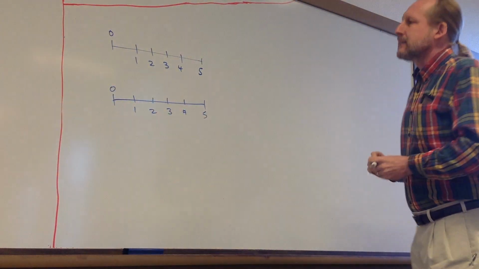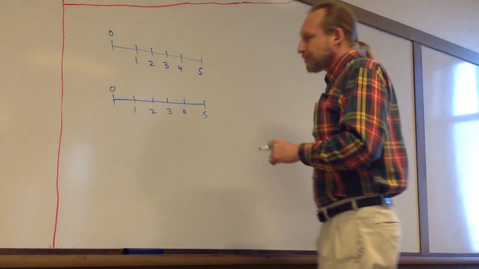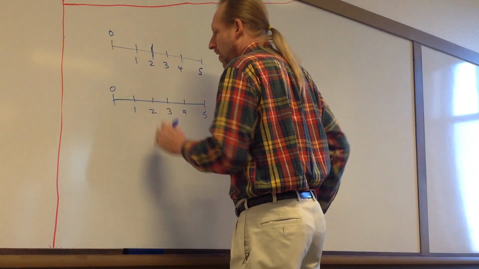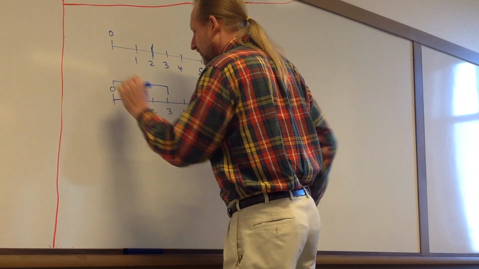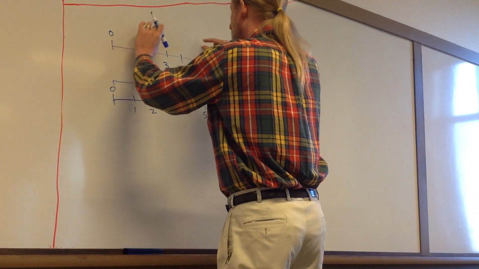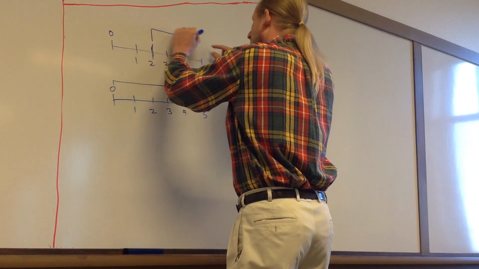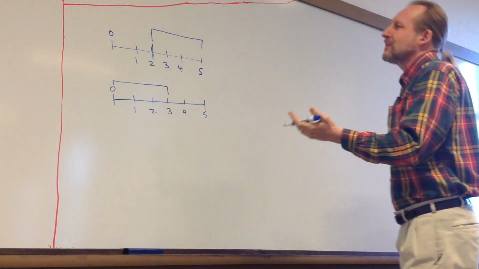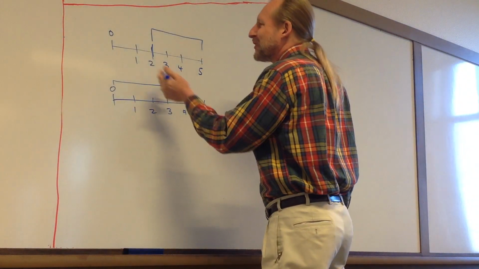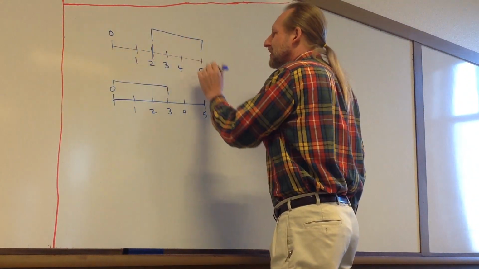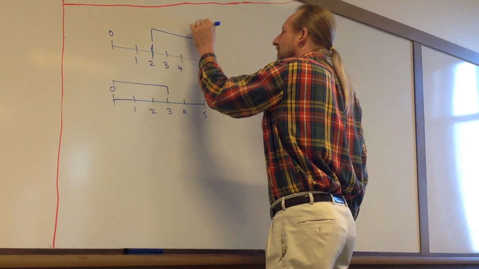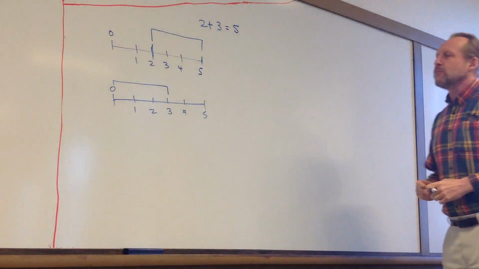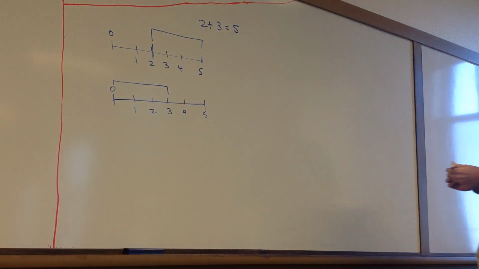So let's say we wanted to add 2 plus 3, right? So, start here at 2, take this distance of 3, and set it up alongside the 2, so that we add the distance of 2 to the distance of 3, and we come out to 5. Okay? And subtraction works the same way. You just go backwards. Right?